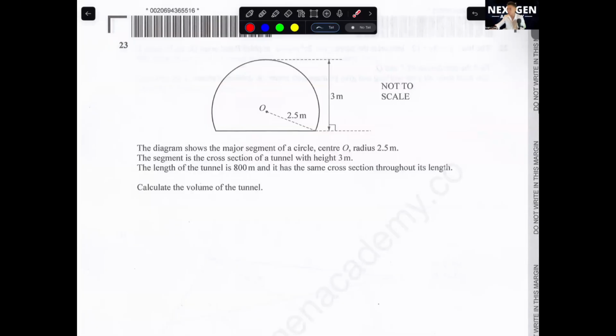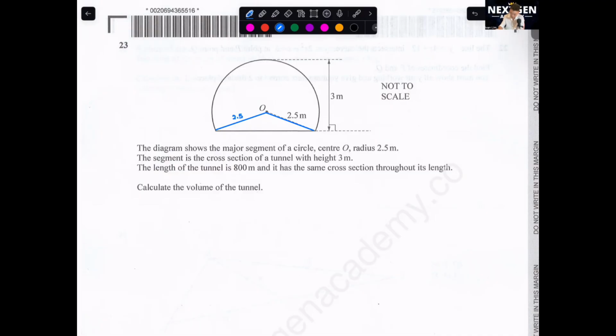Anyone got this answer? Quite a lengthy question. There are different ways that we can do this also. First thing that we need to do, we separate it like this first. The triangle, and then this one is a sector. This part here is a sector. What can we do for this? Let's label down whatever that we have first. Here is 2.5, 2.5.